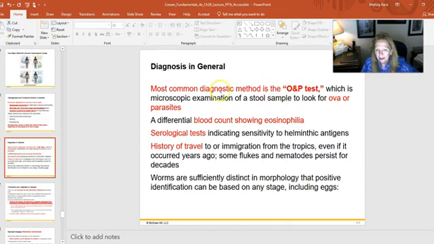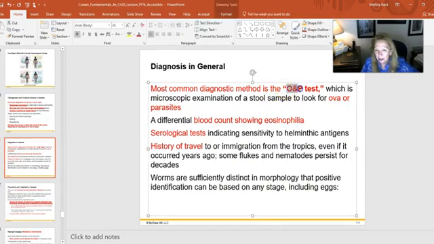So again, the most common diagnosis is going to get a stool culture, and you're looking for the ova or the parasite itself. So you're looking for their eggs, or you're looking for the worm or parts of the worm that might have come off. The blood count, looking at hematology, tests showing the eosinophilia, where eosinophils are increasing. Serology tests are always so important.